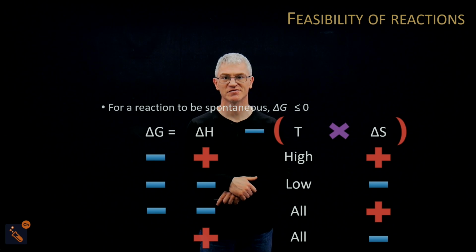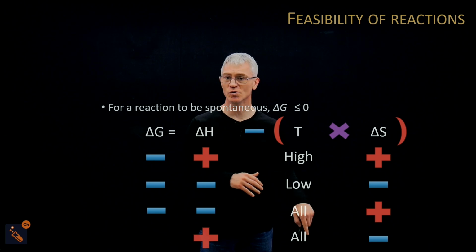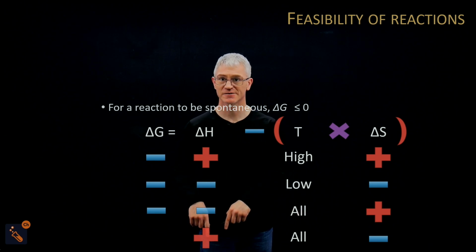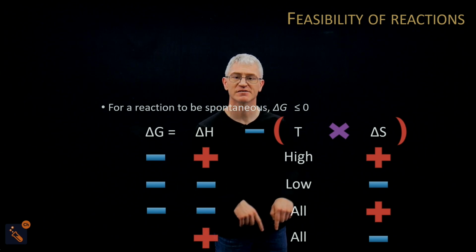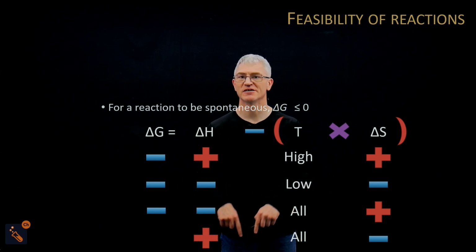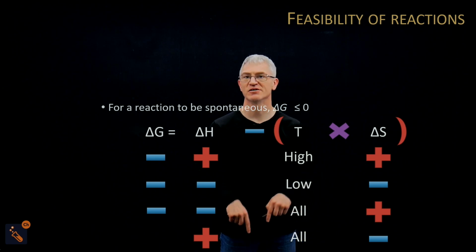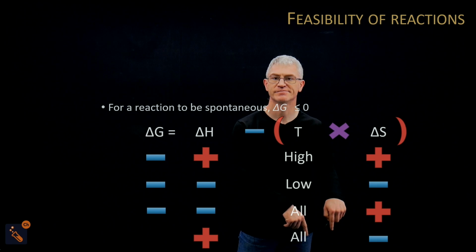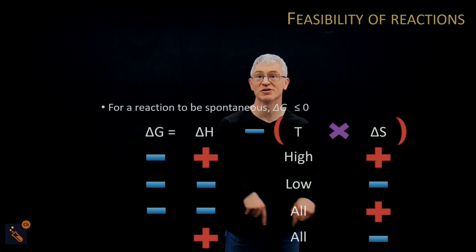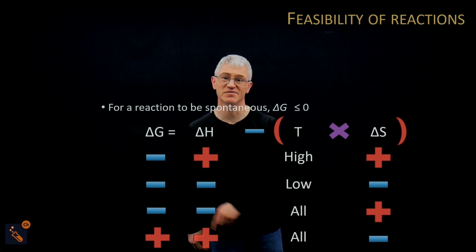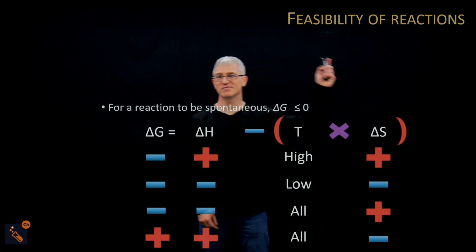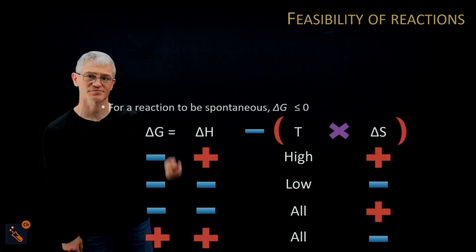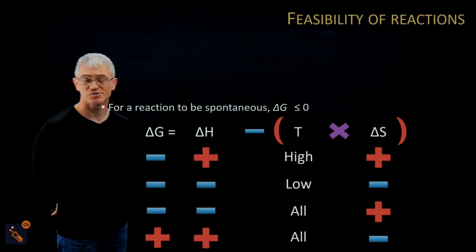Last one, a positive and a negative. At all temperatures, a plus, minus, a minus. So a plus, minus, a minus. Minus and minus is a plus, so it's a plus plus a number. Well, a plus plus a number is always going to be positive, which means that's not feasible at all at any point. So I've given you 4 options, 4 options for you to think about.